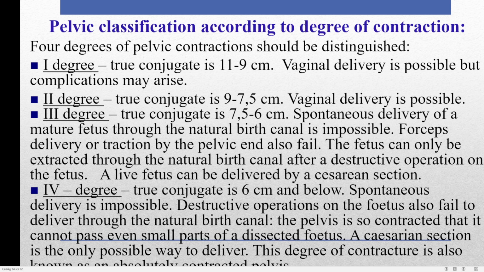And fourth degree, when the true conjugate is 6 centimeters and less, spontaneous delivery is impossible. Destructive operations of the fetus also fail to deliver through the natural birth canal. The pelvis is so contracted that it cannot pass even small parts of the dissected fetus. A cesarean section is the only possible way to deliver. This degree of contracted pelvis is known as absolutely contracted pelvis.